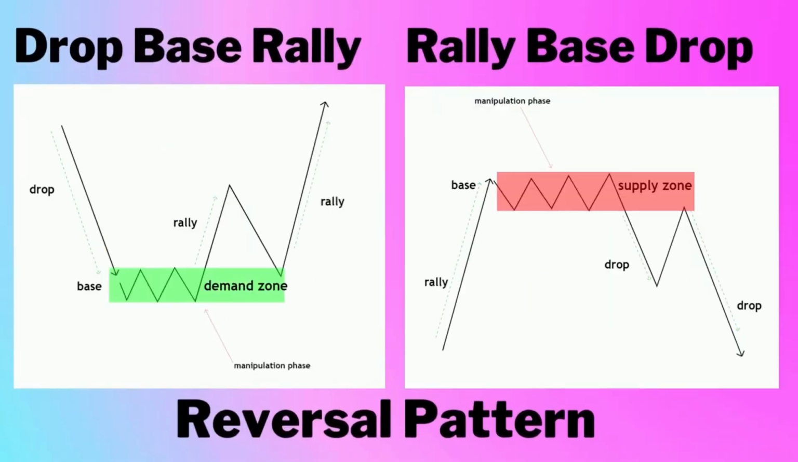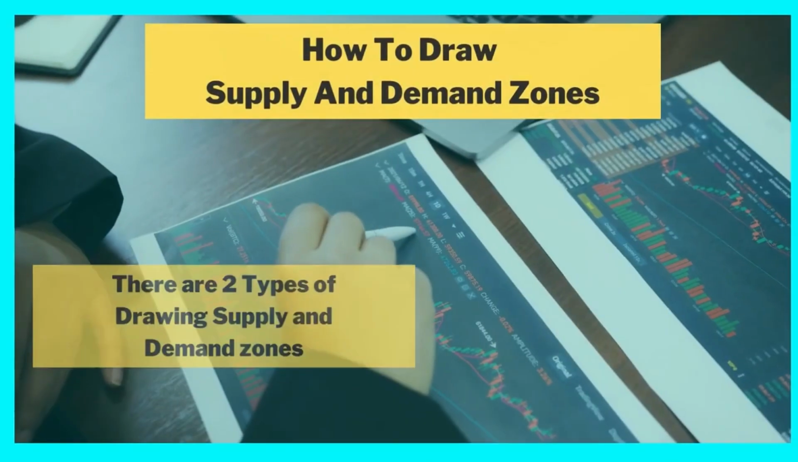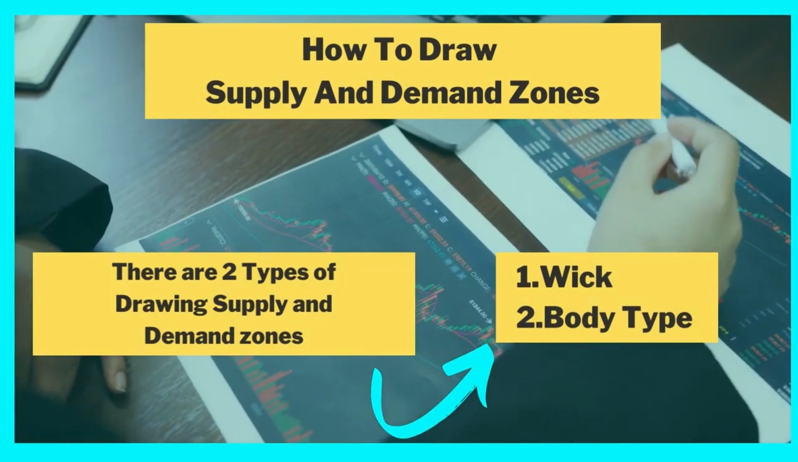Here we can see some of the reversal patterns, which is drop base rally, where the market drops, consolidates, makes a base, then rallies up, makes a demand zone, and rallies to new highs. On the second one, the market rallies up, consolidates, makes a manipulation, drops, comes to that supply zone, and then drops. These are reversal patterns.